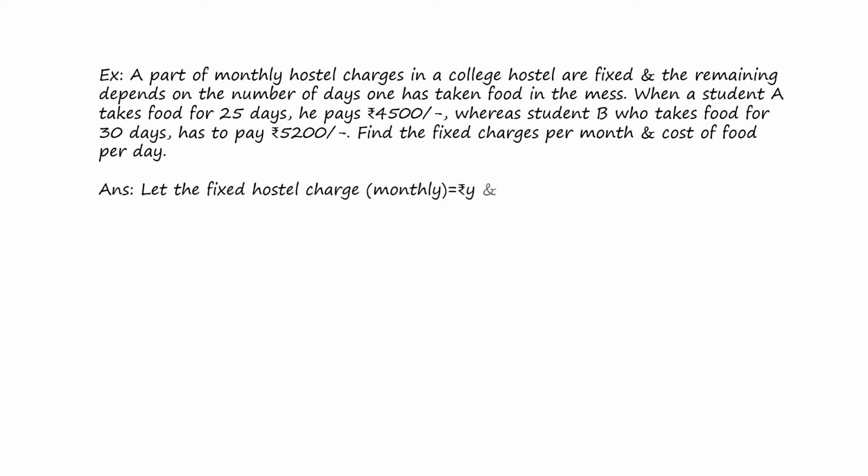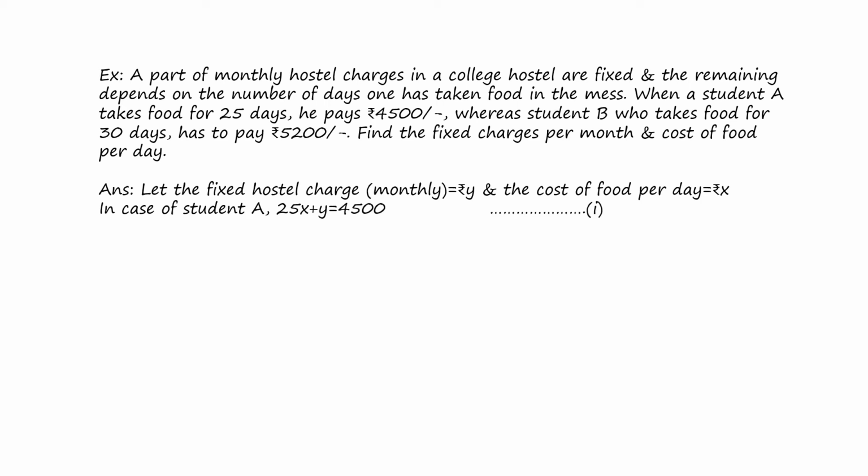Let the fixed hostel charge monthly be rupees y and the cost of the food per day be rupees x. In case of student A, it is 25x plus y equals 4,500, because student A has taken food for 25 days, and in case of student B who has taken food for 30 days, it is 30x plus y equals 5,200. Let this be the second equation.